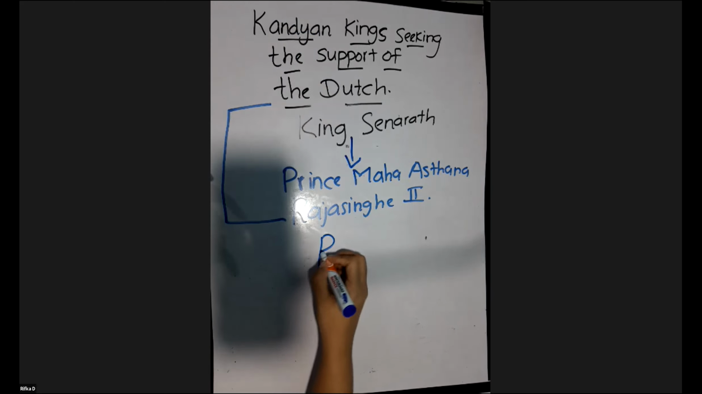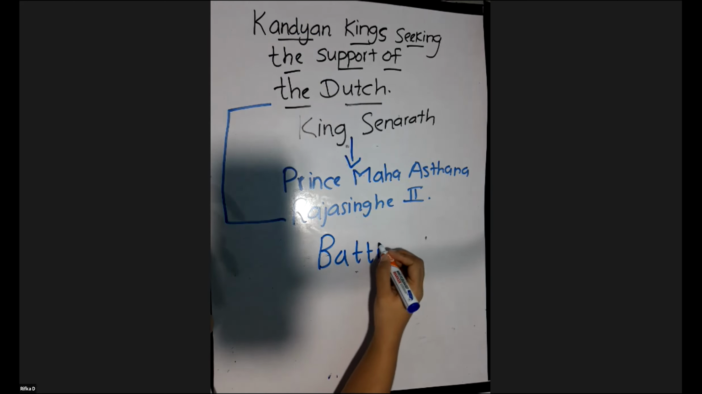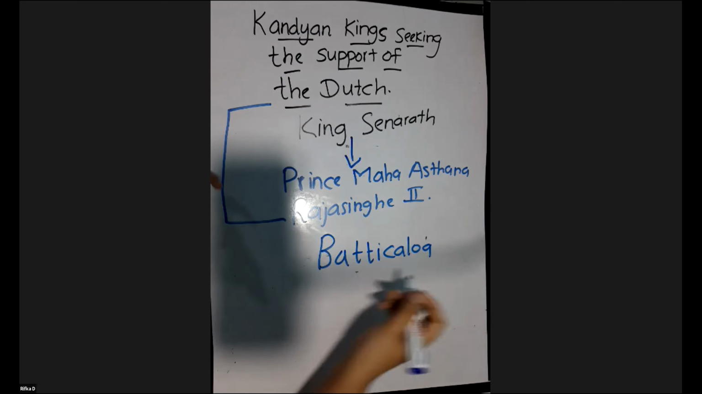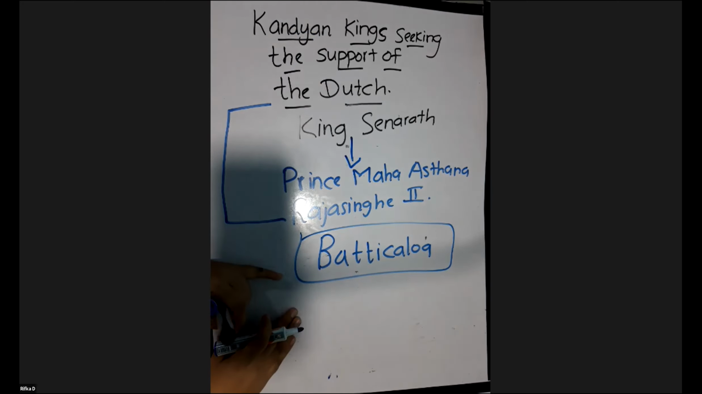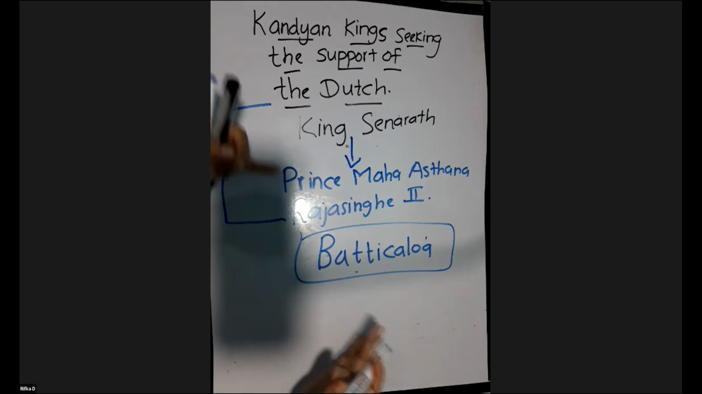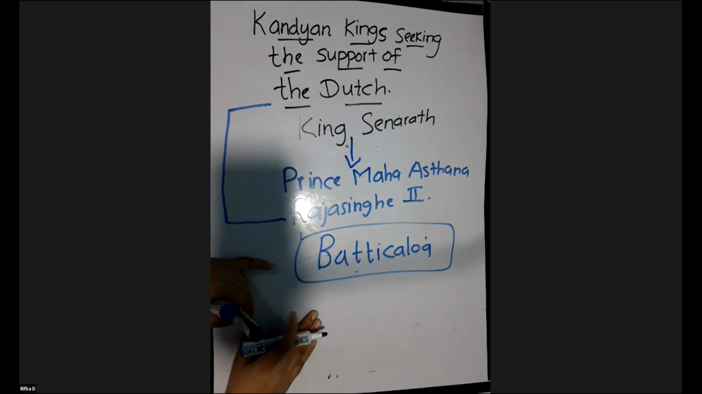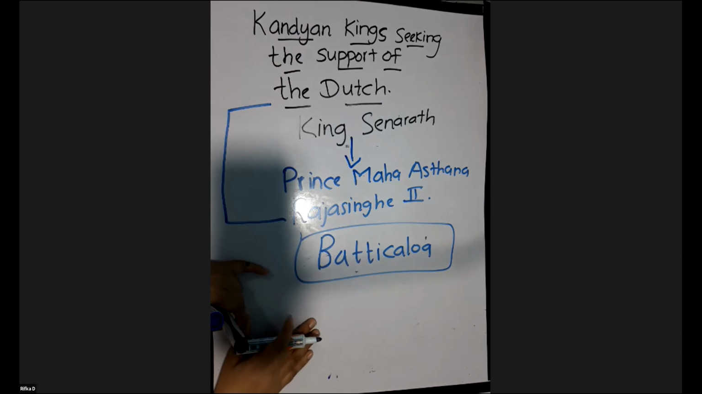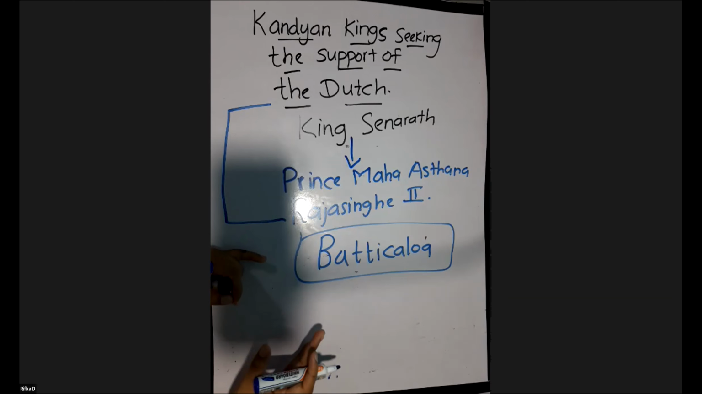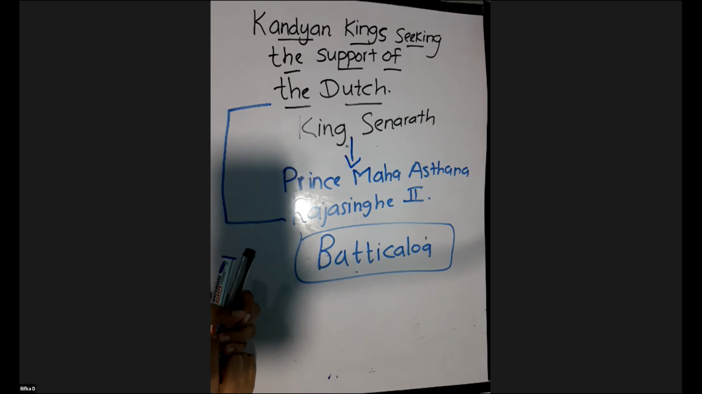In which place? In Batticaloa. Firstly, they are attacking the fort in Batticaloa. The Portuguese were unable to face these attacks. Finally, they are leaving Batticaloa, and then the Dutch and the Kandyans are experiencing the victory.